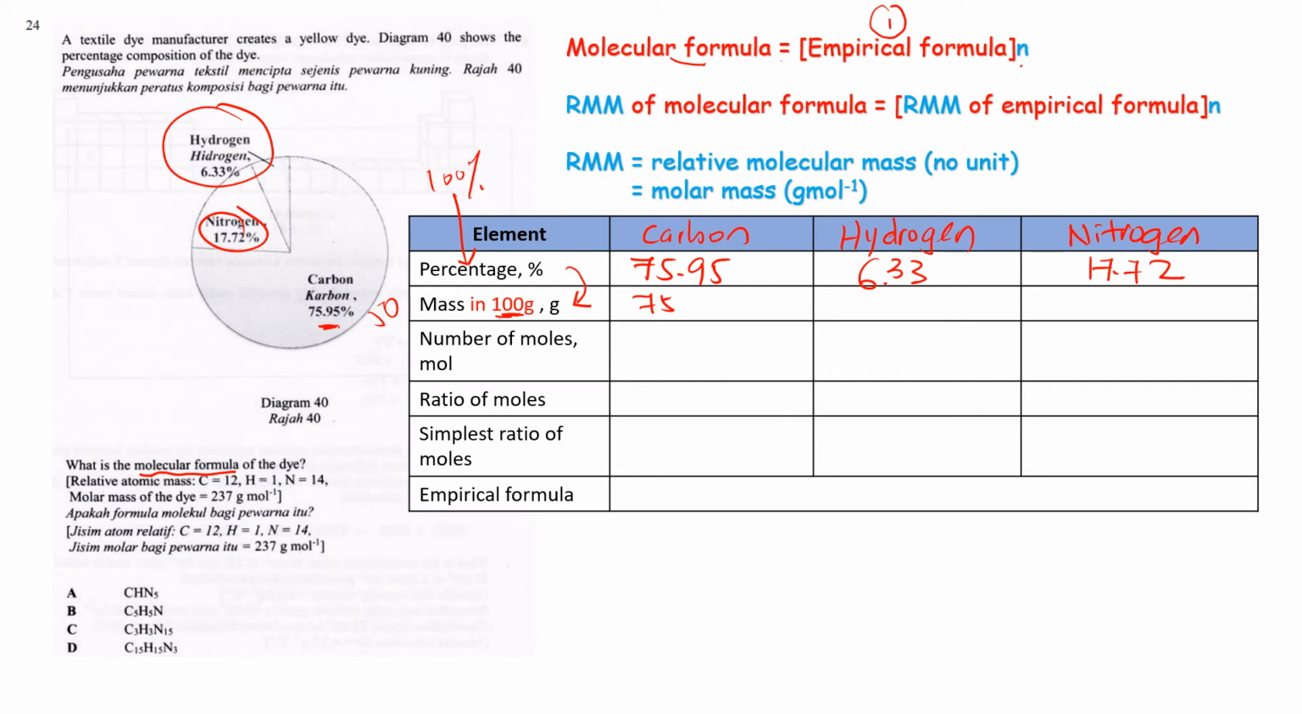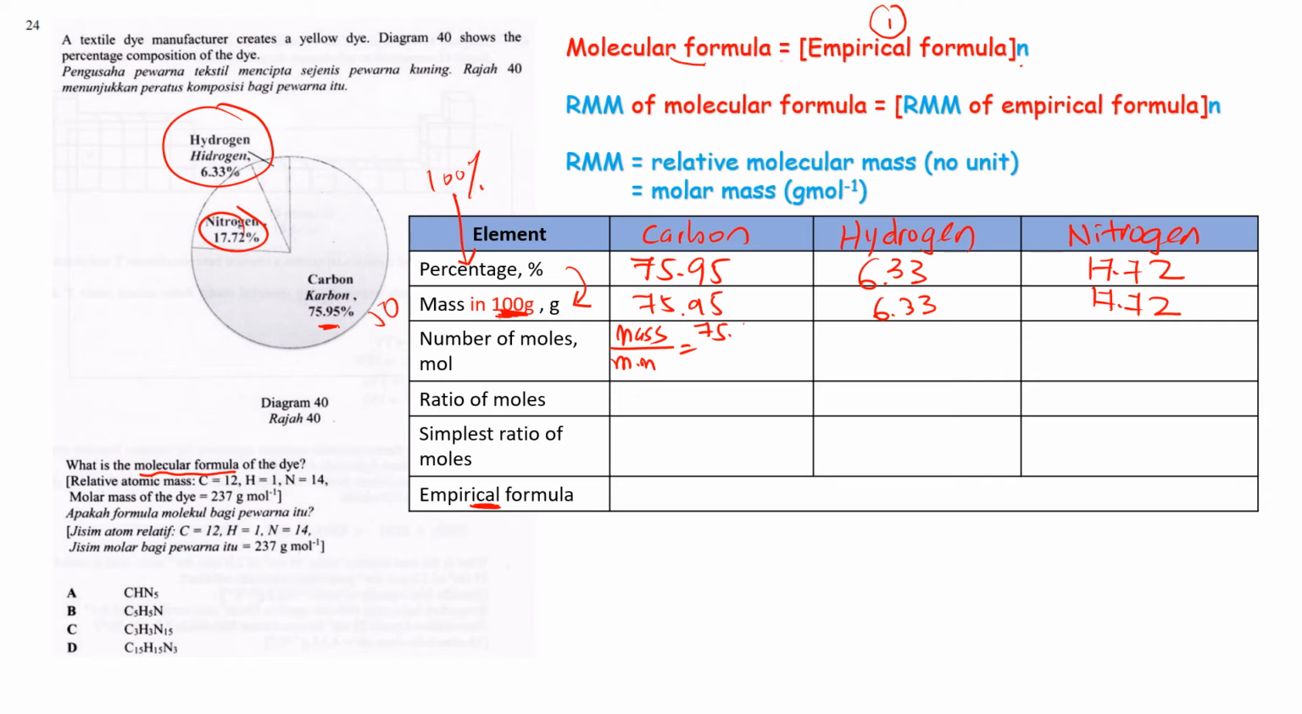So 75.95% in 100 grams means you have 75.95 grams. 6.33% in 100 grams means you have 6.33 grams. 17.72% in 100 grams means you have 17.72 grams. That's why we make the assumption of 100 grams, so that we can do the calculations. Third, you must find the number of moles. Remember our final destination is to find the empirical formula. Number of moles is equal to mass divided by molar mass.